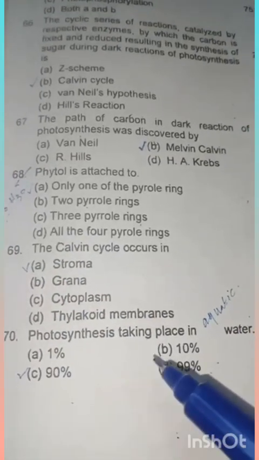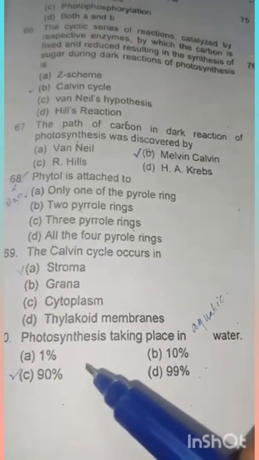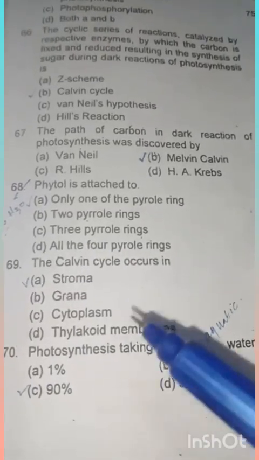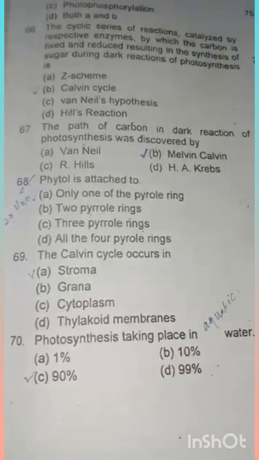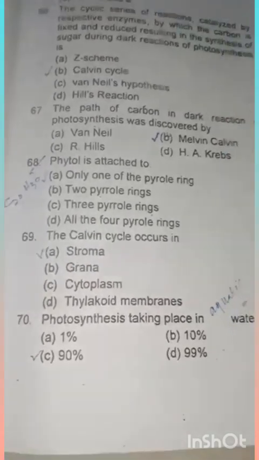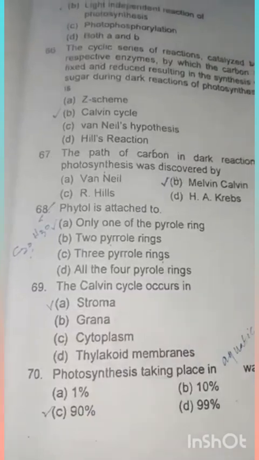The photosynthesis taking place in water. As we know, algae and cyanobacteria are the main producers of oxygen in the atmosphere, producing 90% of atmospheric oxygen. Question number 71.